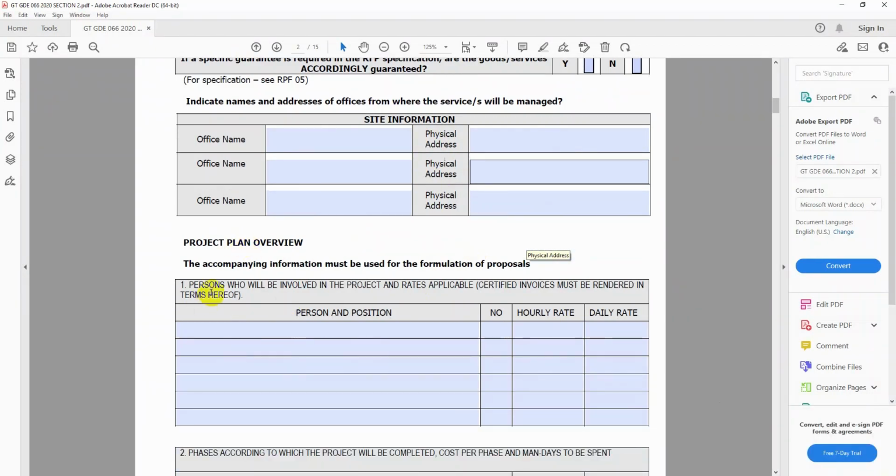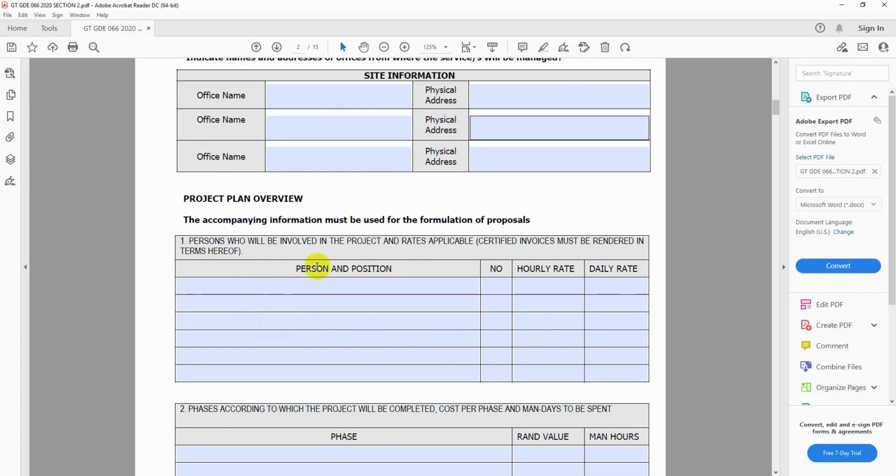And here is the project plan overview, this part. Now this is the part of the people who will be involved in this project for the next coming 3 years. You are not going to be working alone, so they want to know who will be involved and their rates that are applicable.